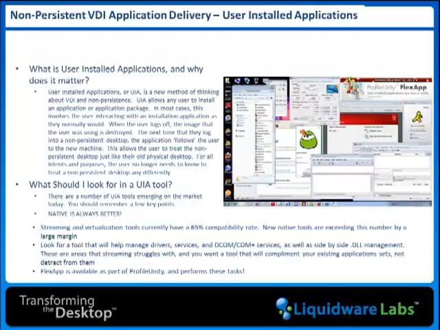So we can actually purchase and turn on FlexApp and get all these intrinsic benefits that we're talking about today without waiting for it. So first off, what is a user-installed application and why does it matter? So user-installed applications, or UIA, is a new method of thinking about VDI and non-persistence. It allows us to install any application or package. In most cases, this involves the user interacting with an application installation as they normally would.